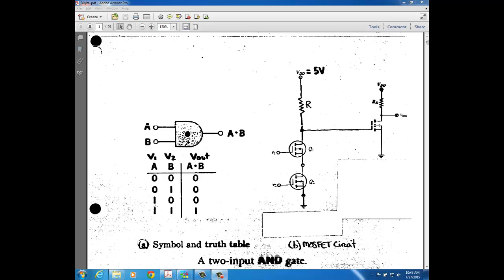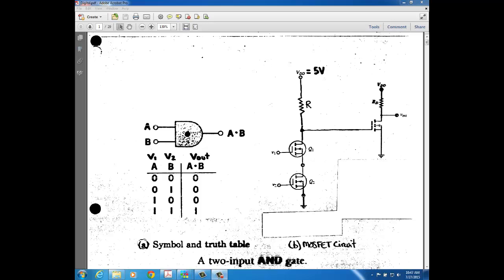So if you had 4 inputs to an AND gate, it would take all 4 inputs equal to a 1 to get a 1 out. If just one of those 4 inputs was a 0, you get a 0 out. Now this is the symbol for an AND gate, and over here is the circuitry of an AND gate made out of MOSFETs. You can also make an AND gate out of BJTs. You would just replace each one of these MOSFETs with a BJT switch circuit like we saw in previous videos.